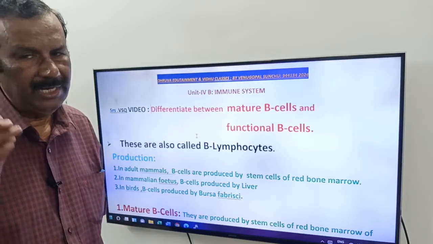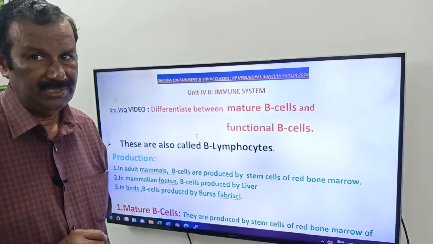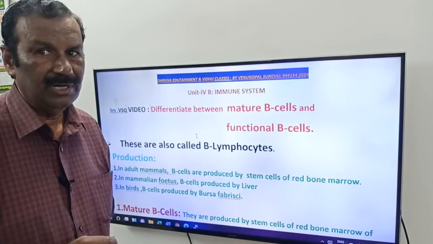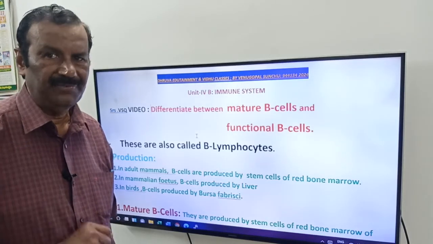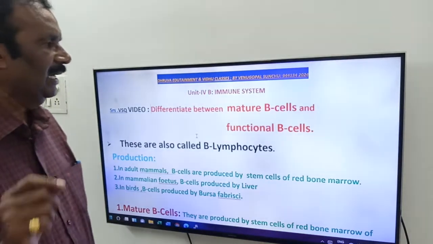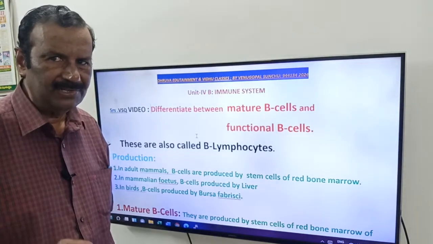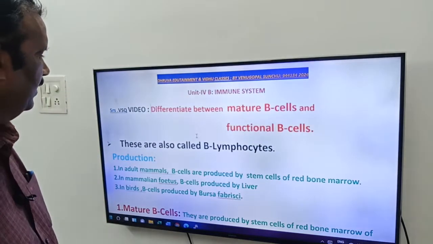Friends, we already learned about B cells or B lymphocytes in the short question or the 4 marks question. Recall the answer of that question. Now here, what is our question? Write the difference between mature B cells and functional B cells. Come to our answer.